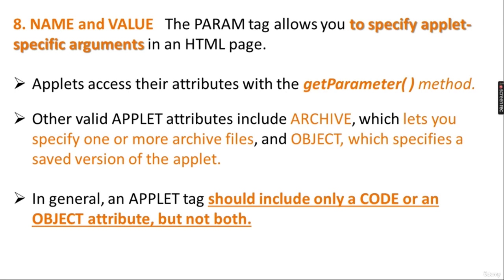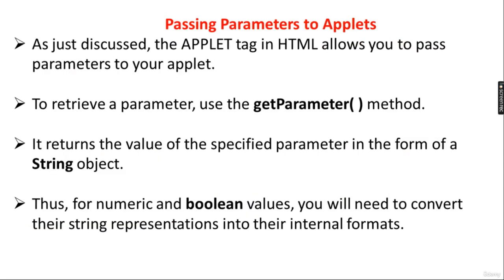Other valid applet attributes include archive, which lets you specify one or more archive files, and object, which specifies a saved version of the applet. Okay. Archive is for one or more archive files. Object is for a saved version of the applet. The applet tag should include only a code or an object attribute. Okay, either code or object, but not both.